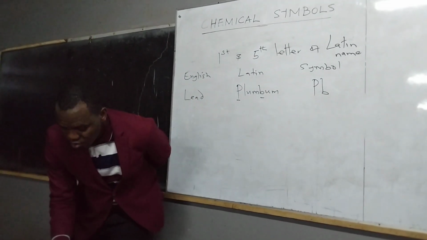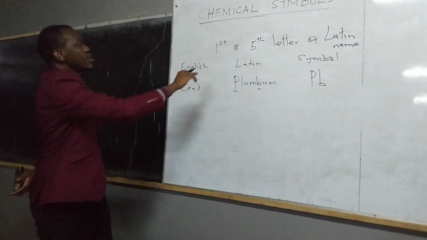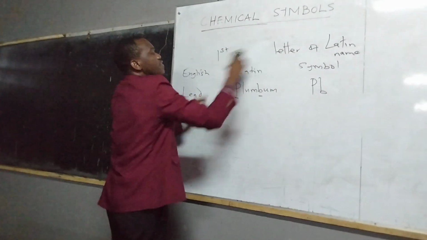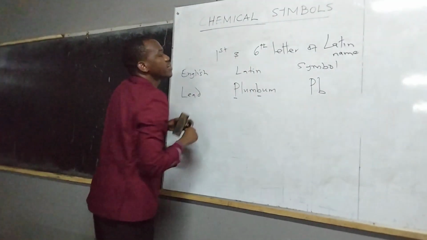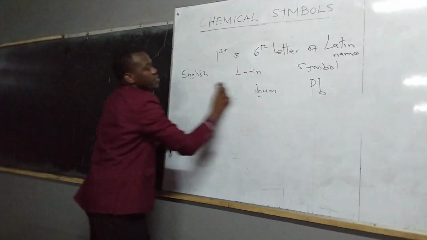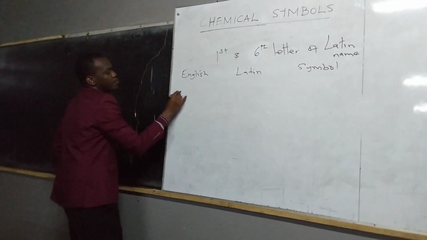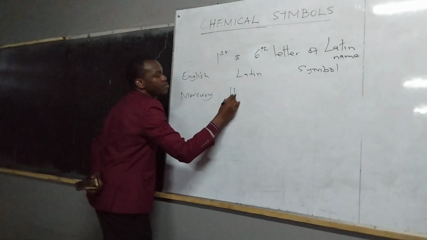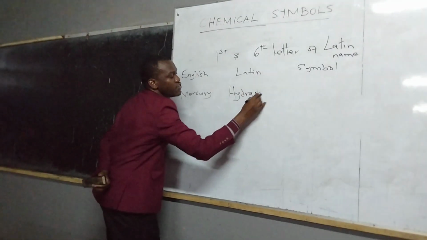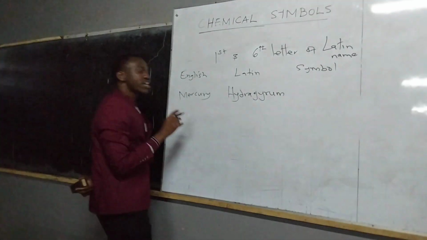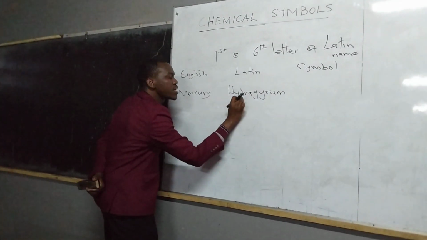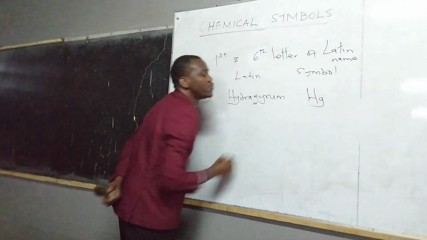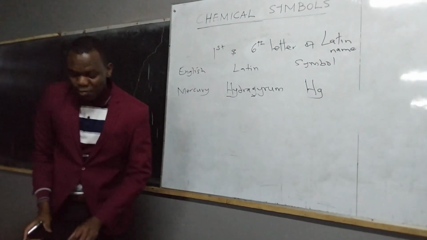And then I also want to look at where you extract the first and the sixth letter of the Latin name. Such an example is mercury. The Latin name for mercury is hydrargyrum. You take the first and the sixth, so 1, 2, 3, 4, 5, 6. So it is Hg. So those are the chemical symbols.